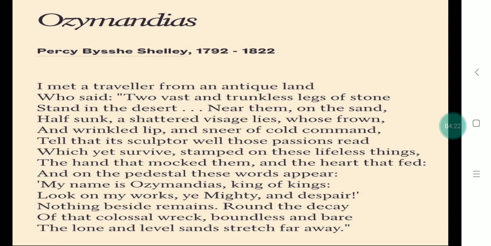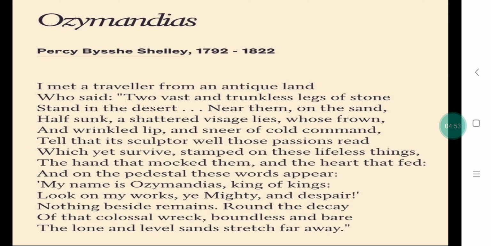It was looking very angry, and wrinkled lip and sneer of cold command. So the lip was also wrinkled. Why was it wrinkled? It was wrinkled because he was angry. It was not wrinkled because of old age, but because he was angry. And sneer of cold command, that face was smiling. It was giving a mocking smile. The smile was not pleasant.